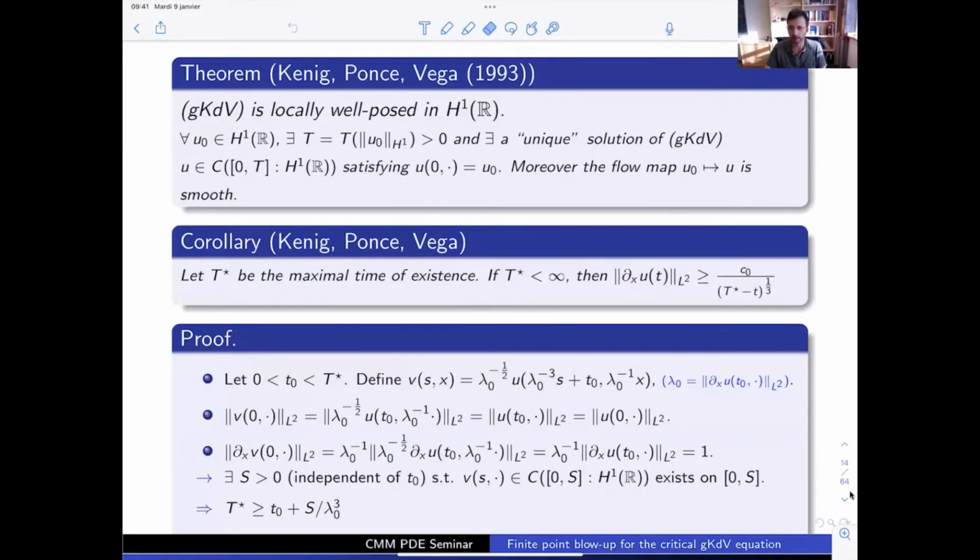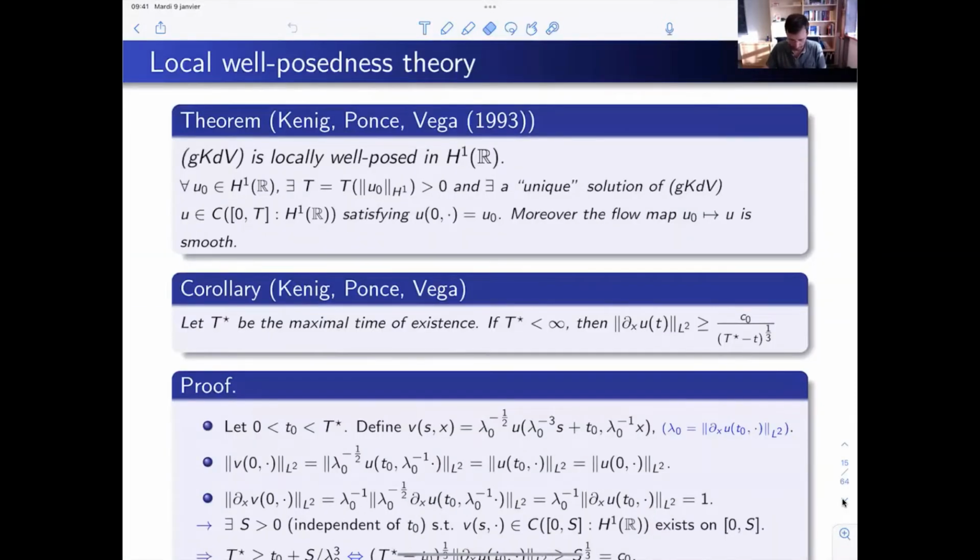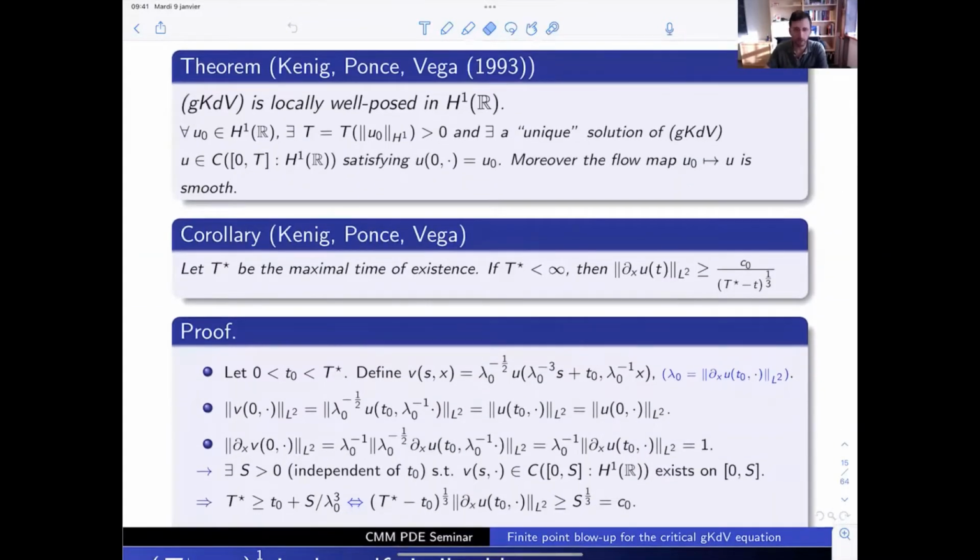Okay, and here, yes, and so if I rearrange this, it is equivalent to say that T star minus T naught, I put everything to the 1/3, so multiply by lambda naught, which is the L2 norm of dxu at T naught, is larger than S to the 1/3, which somehow is a constant.